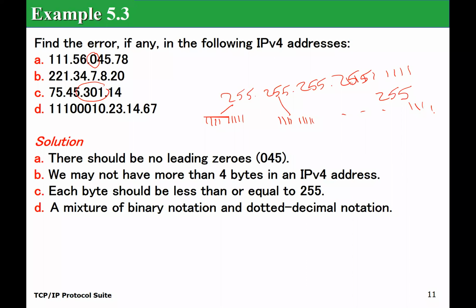Okay. What is the third one? What's the issue here? You cannot mix between binary and decimal. So either straight binary or straight decimal. Okay.